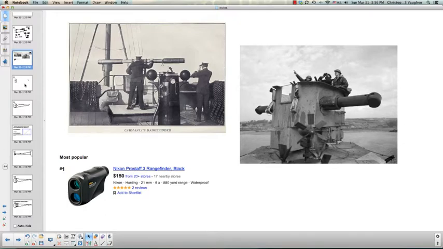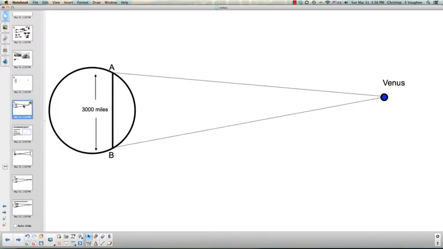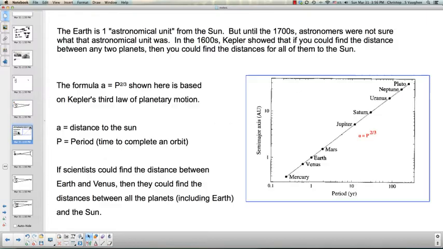So let's continue and try another example. Let's go back. Let's say you imagine a bigger distance. Imagine if it was 3,000 miles between the points A and B, somewhere 2 points on the Earth. Suppose that's the Earth, 2 points on the Earth, and let's figure out how far it is, say, to Venus. Okay, and you would be interested to do this because you could use that then to find the distances to all the planets and all the planets from the Sun. The Earth is 1 astronomical unit from the Sun.